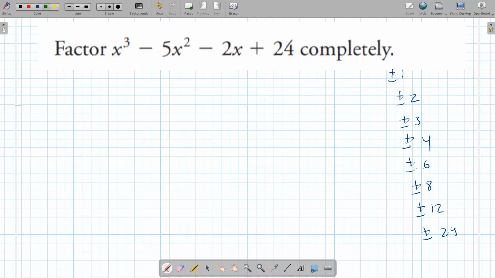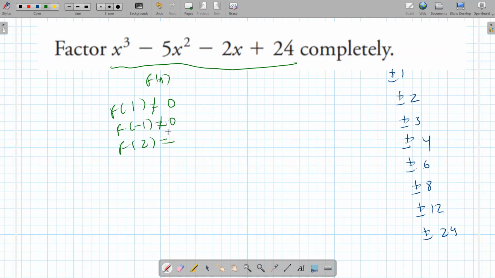Okay, so -2 works. What we do here is, I'm going to say this entire thing is f of x. I'm going to try f of 1. That did not work, because if you plug 1 in here, that doesn't give you a 0. I'm going to plug -1 here, that doesn't work either. I'm going to plug +2 here, that doesn't work. Finally, -2 works. Is that like the factor theorem?